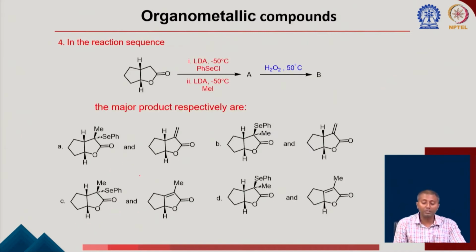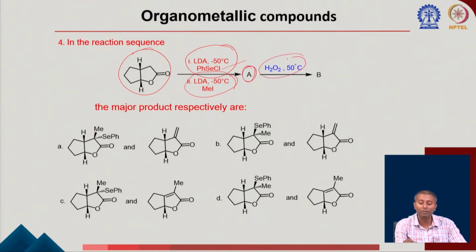So moving further, this is a very interesting problem here. We can see there is a 5,5 fused ring where the 2 hydrogens are cis, first treating with LDA at minus 50 Celsius, then giving phenyl selenium chloride, and then again LDA at minus 50 Celsius with methyl iodide. So what will be the structure A, and then if you do the H2O2 at 50 Celsius, what will be the structure B. Okay. So let's start with the first thing, what will be the structure of A.